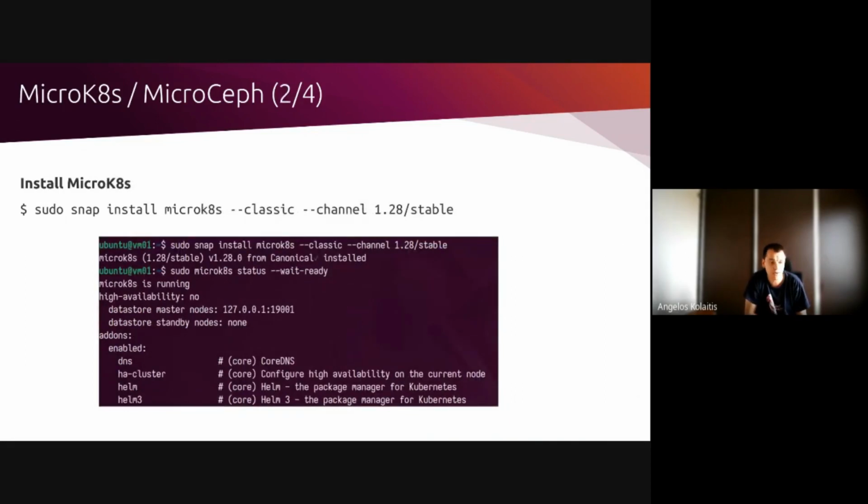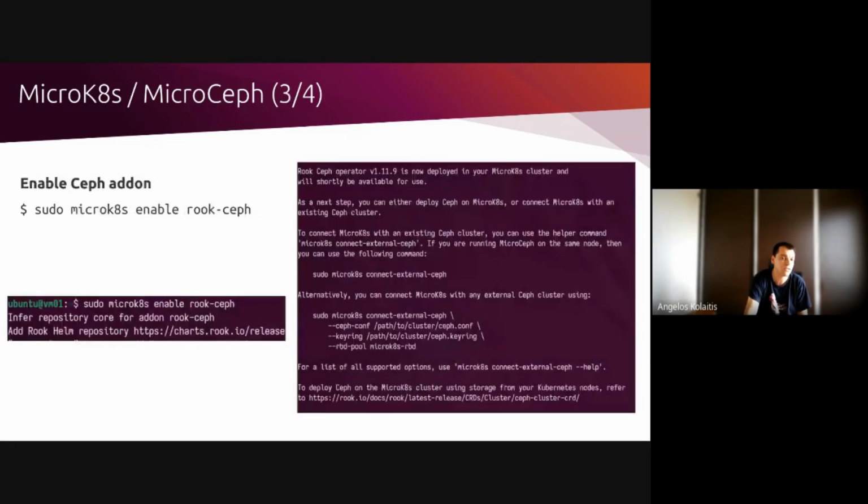Secondly, install MicroK8s and wait for it to start. I expect most people here will be familiar with this, but it's literally just a simple command, so it should work very easily. Then we enable rook-ceph, as we explained previously. This will go and install the Rook operator with the Helm charts and set up any configurations and everything that you need. And it will also print a helpful message saying that you can now either deploy a Ceph cluster with Rook, or you can use the new helper command, microk8s connect-external-ceph, and connect with your Ceph cluster wherever it is running.